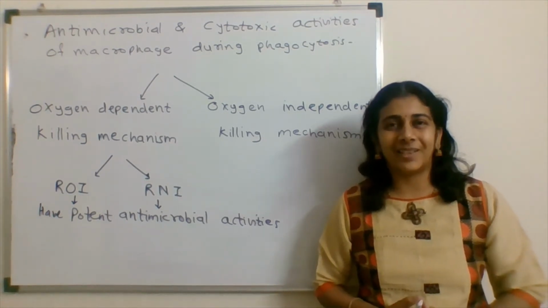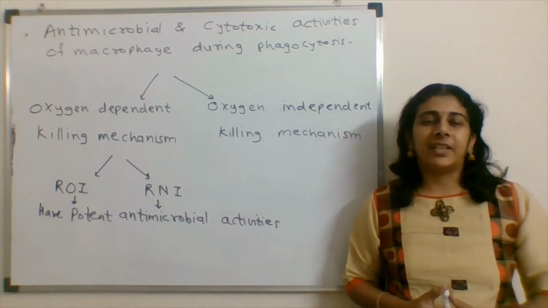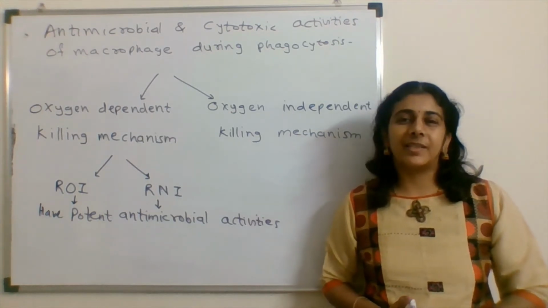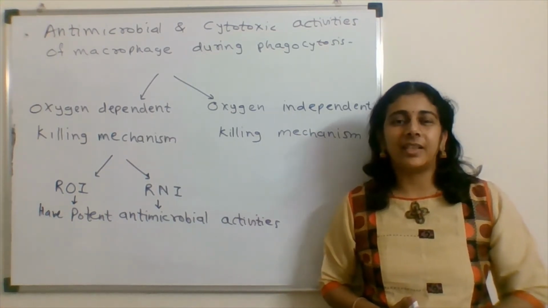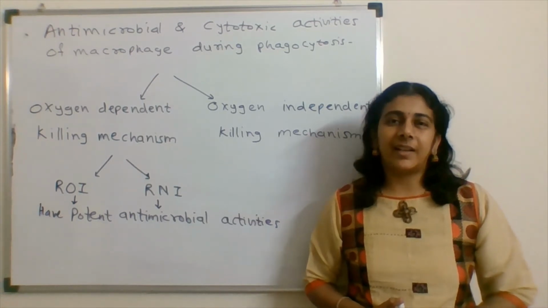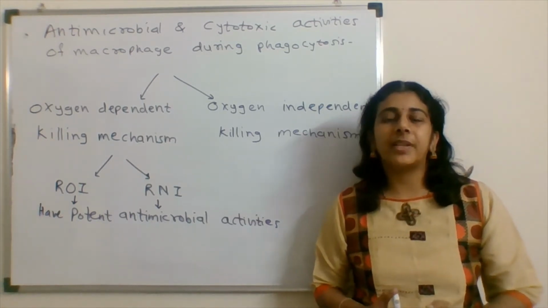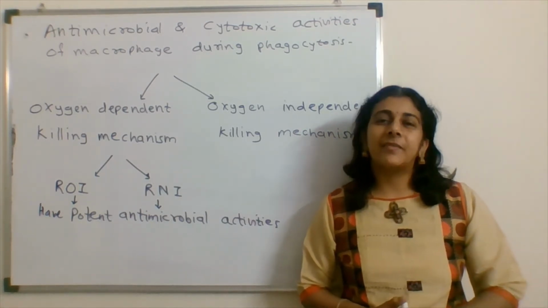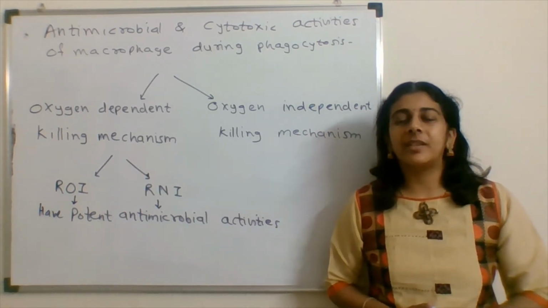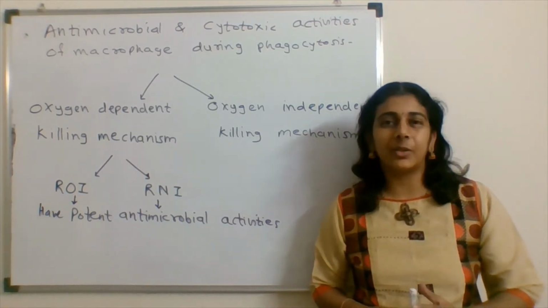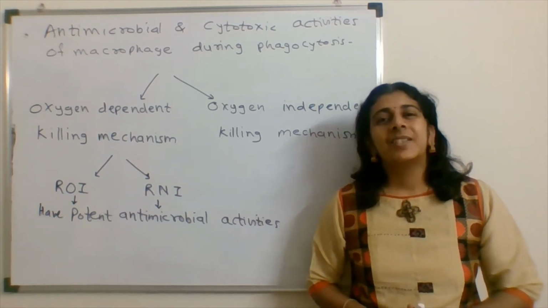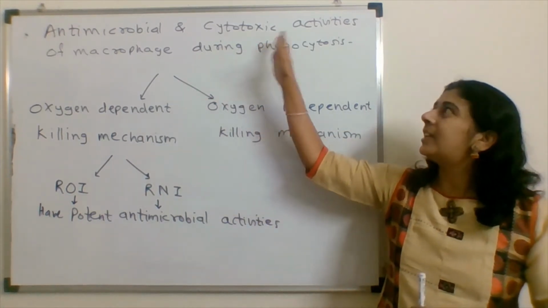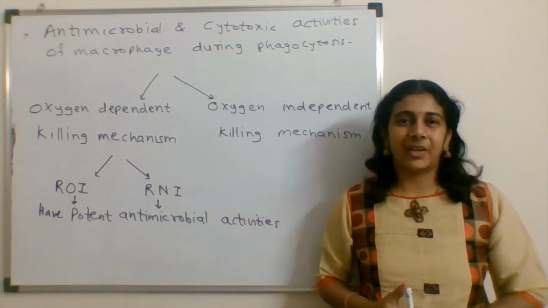It may be a bacteria. After engulfing, it acts upon that engulfed microorganism. It carries out cytotoxic and killing activity inside it, and then it presents that antigen to the T helper cells. During this phagocytosis, macrophages produce different killing and cytotoxic substances. So we are going to see the mechanism of this antimicrobial and cytotoxic activity of the macrophages.